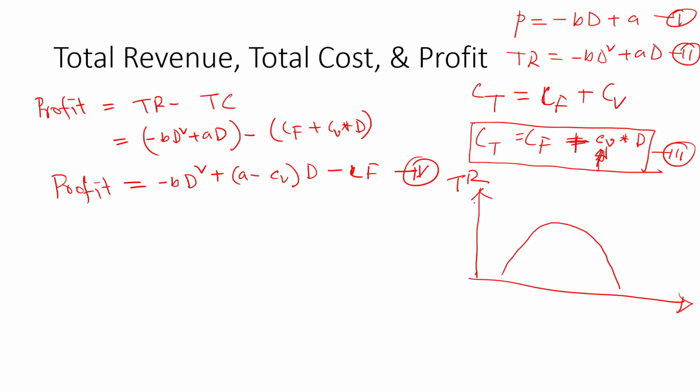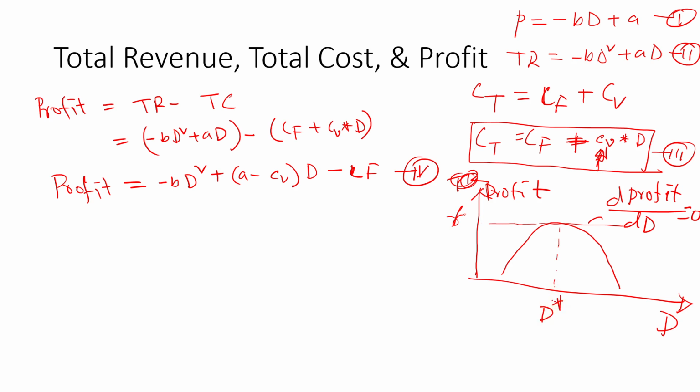So on this axis we have the profit, and this axis is the demand again. Now to find that max, we can see here this is the parallel line to the x-axis. So the slope here, which is the differentiation of the profit with respect to the demand, if we set that to 0, then it will give us the demand for which the profit will be maximum. Let's say that is D star.